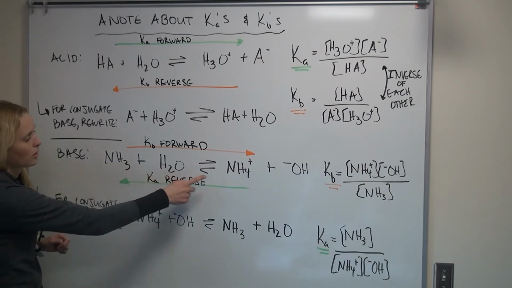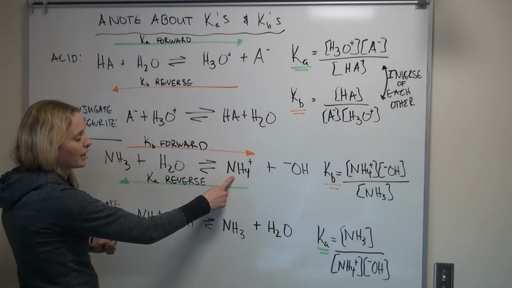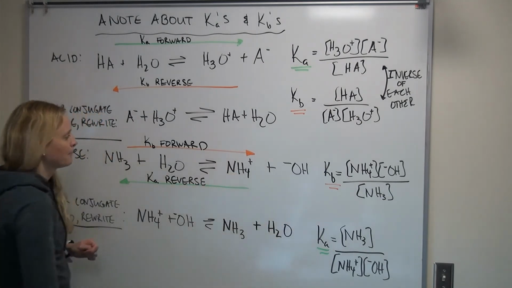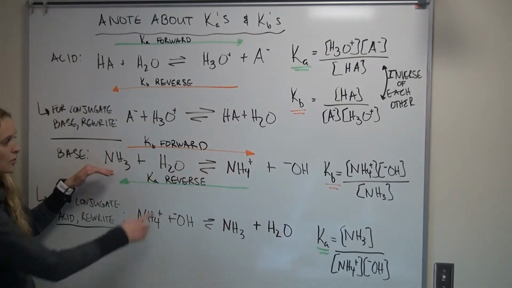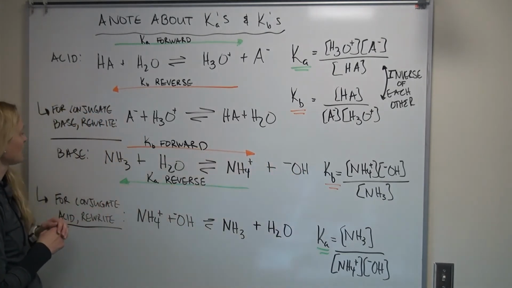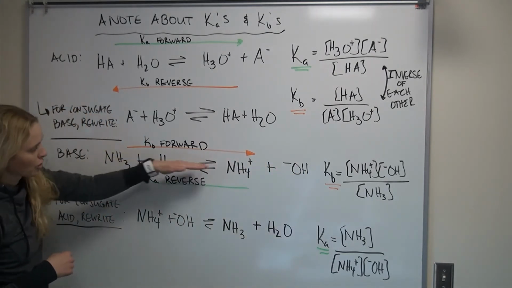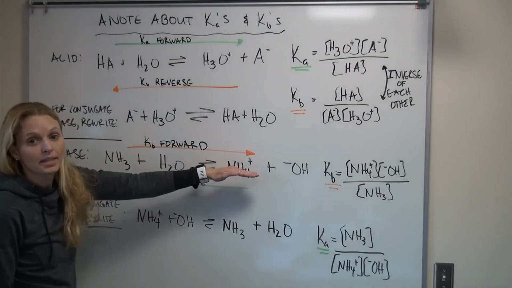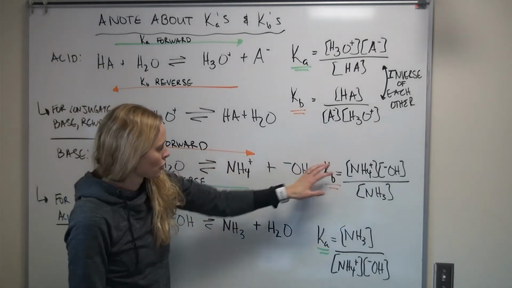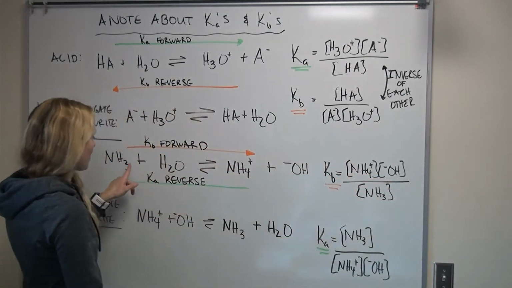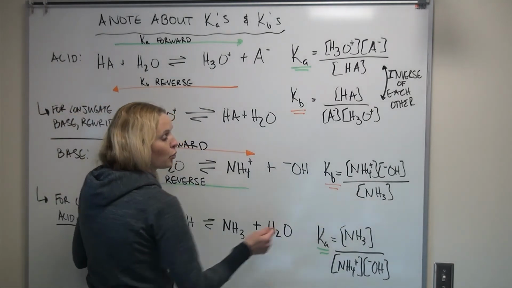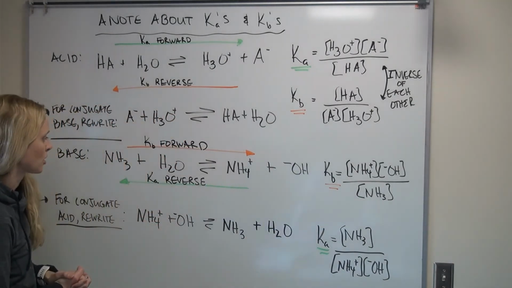Ammonia plus water forms the ammonium ion, NH4 plus, and hydroxide. Okay, so this is a base. It's forming OH minus ions. That's how I know it's a base. And in the forward direction, this would be the Kb. So that's the concentration of my products over my reactants. And again, I leave the water out, omitted, because it's a constant.